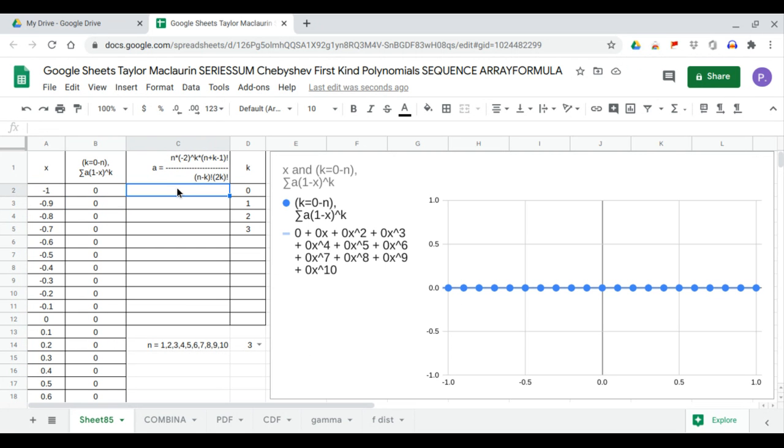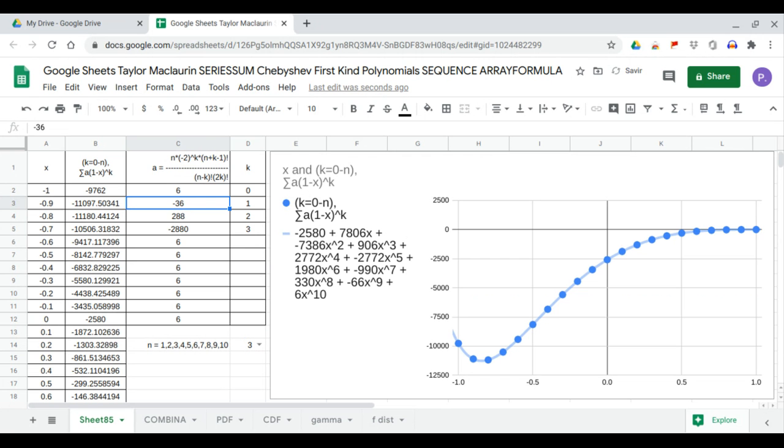Next, we continue with the coefficients. Coefficient A, starting with the numerator. So it is n times -2 to the power k times factorial n minus k, n plus k minus 1. So that's the numerator.